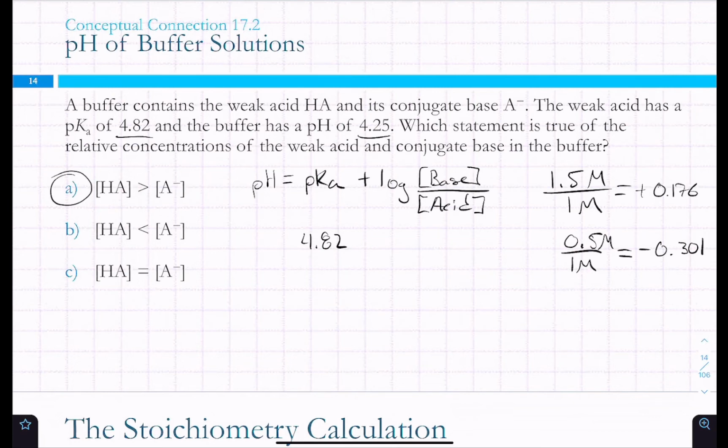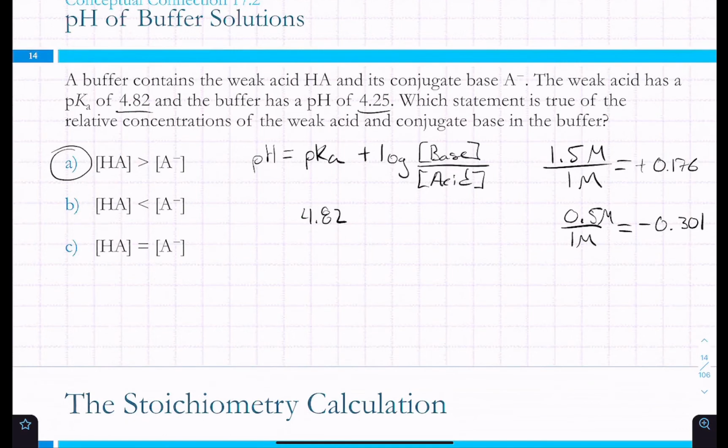If there was more base in the solution, the pH of the solution would be higher. Right? Acidic solutions are low pH, basic solutions high pH. So just for kicks, we could figure out what the ratio of acid to base is here. If we plug in the pH, which is 4.25, equals our pKa, which is 4.82, plus the log of base over acid. So 4.25 minus 4.82 is negative 0.57.